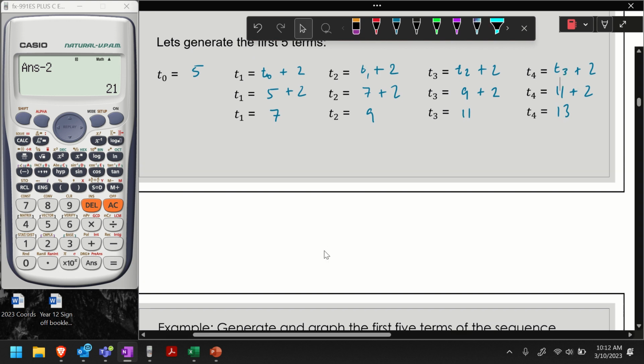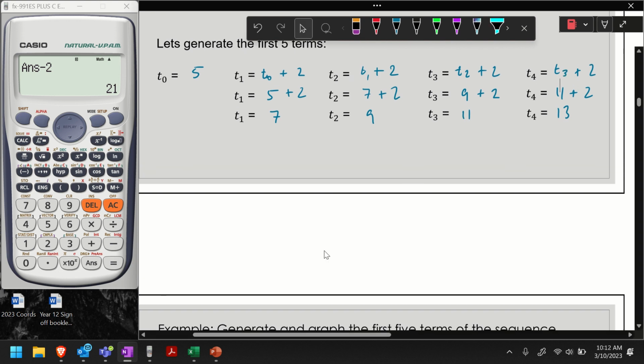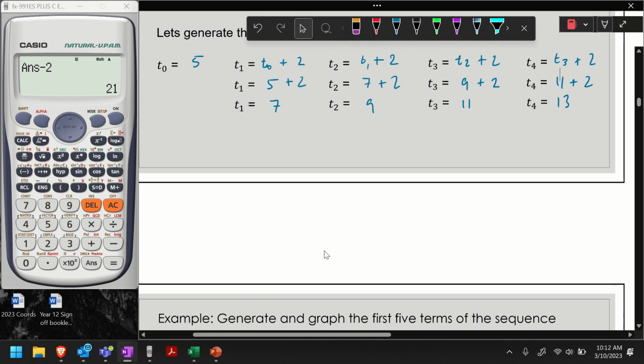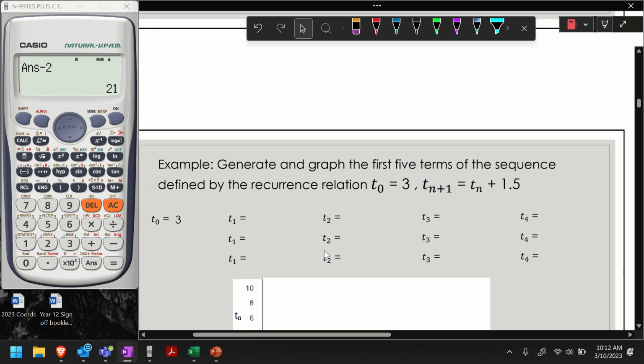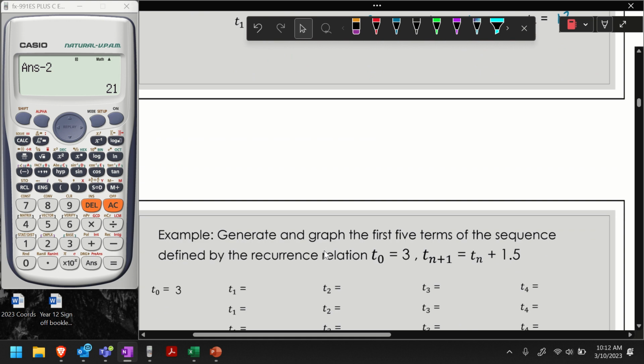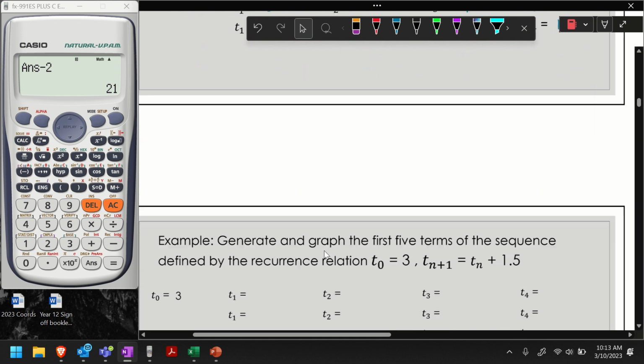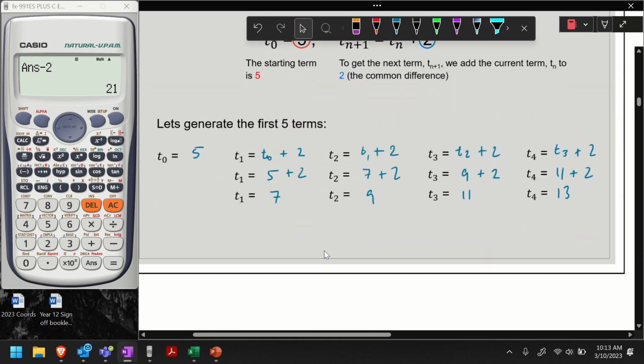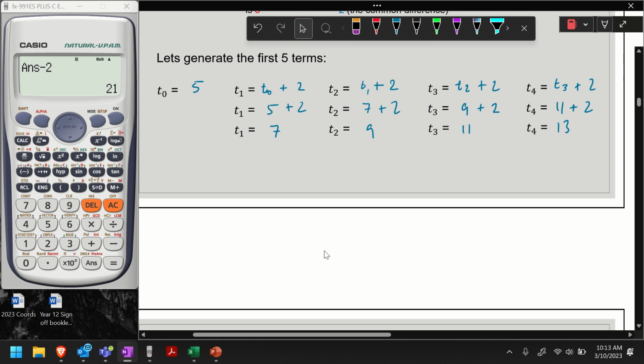Alright, so that's the first 5 terms in the sequence. If you want to, you can go ahead and repeat it here, but you can just copy down the actual numbers. So, actually, this one's a bit different. Sorry, I just realized it's different. So let's do the next.